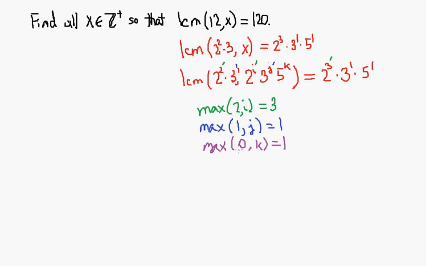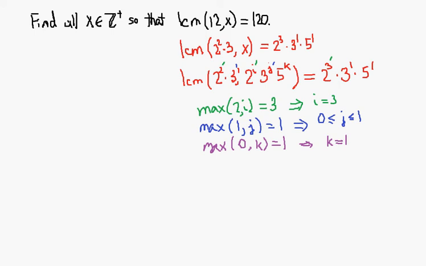Now a couple of these are easy. If the maximum of 0 and k is equal to 1, then that means that k has to be equal to 1. And for the first part, if the maximum of 2 and i is equal to 3, that means that i has to be equal to 3. The only place that has any judgment is going to be the middle term. If the maximum of 1 and j is 1, then that means that j can be anything less than or equal to 1. And of course, it's a power of 3, so it must be greater than or equal to 0. So j could be equal to 0, or j could be equal to 1.